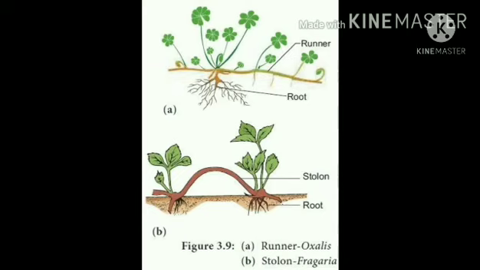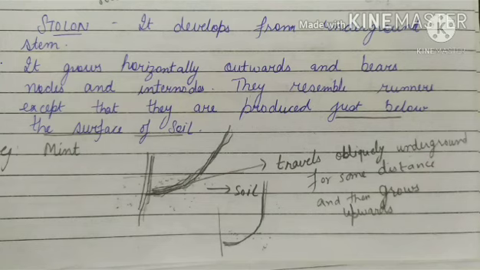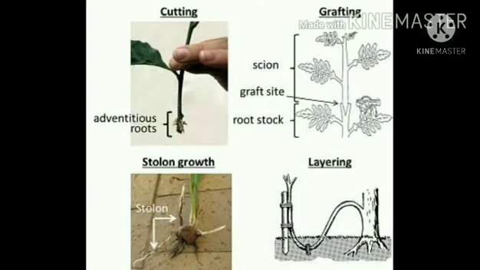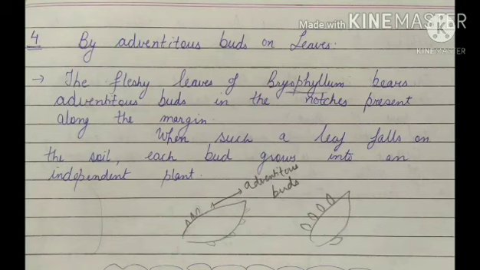Runners grow in all directions from the mother plant, and thus a single plant soon covers a large area, such as grass, which is an example of runner. Another one is also a modification of subaerial stem. Here the stem develops underground and then it grows horizontally outwards for some distance and bears nodes and internodes.